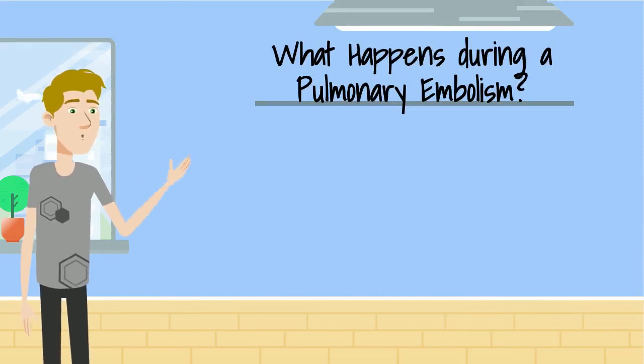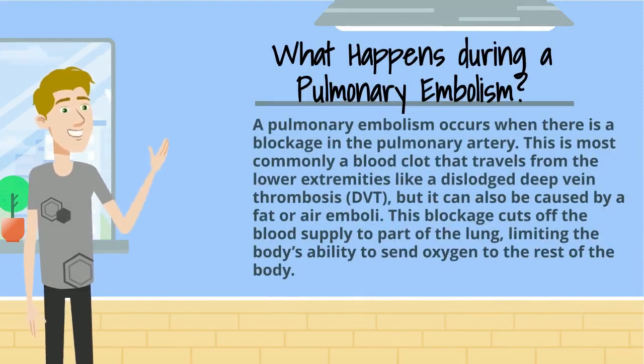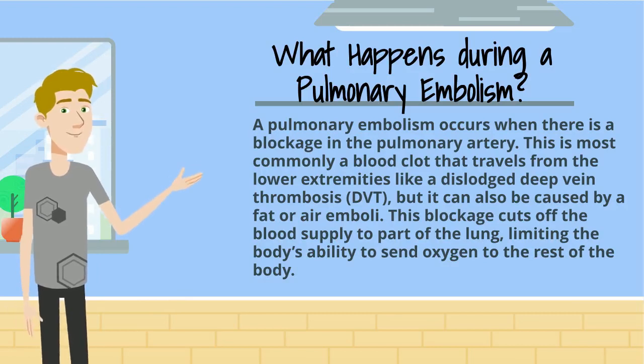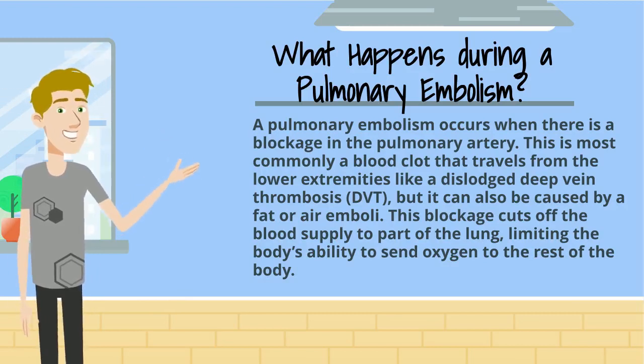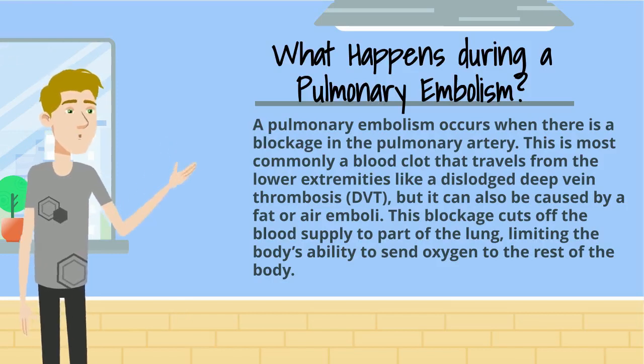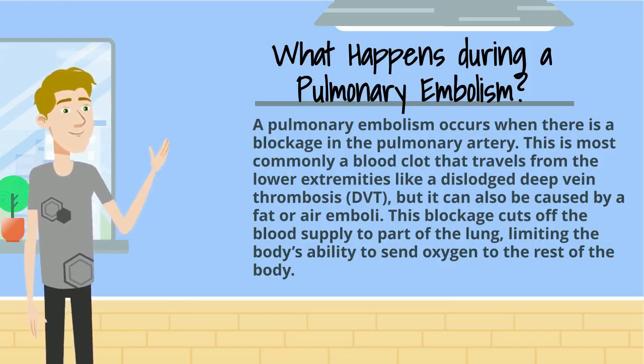What happens during a pulmonary embolism? A pulmonary embolism occurs when there is a blockage in the pulmonary artery. This is most commonly a blood clot that travels from the lower extremities like a dislodged deep vein thrombosis or DVT, but it can also be caused by a fat or air emboli. This blockage cuts off the blood supply to part of the lung, limiting the body's ability to send oxygen to the rest of the body.